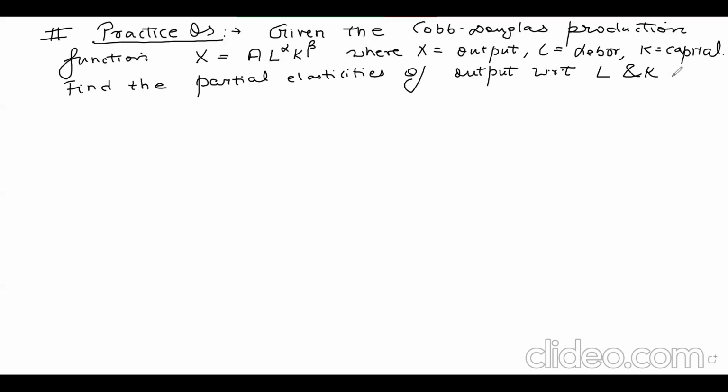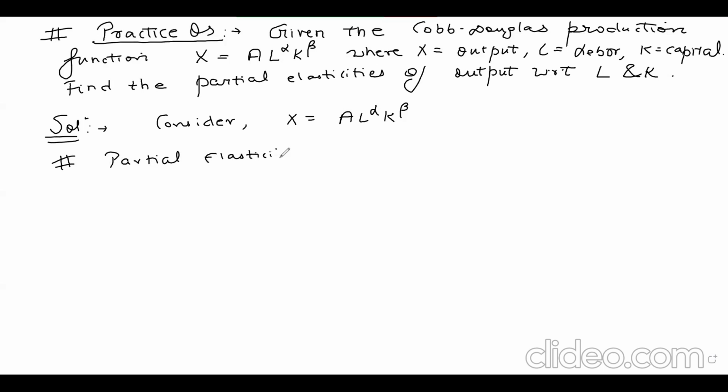So let's quickly solve this particular question. We are given the production function X, which is A L to the power alpha, K to the power beta. If I have to find the partial elasticity of output with respect to labor, I can write partial elasticity of output X with respect to labor, given by eta XL. The formula, we have just done it, is del X by del L times L by X.